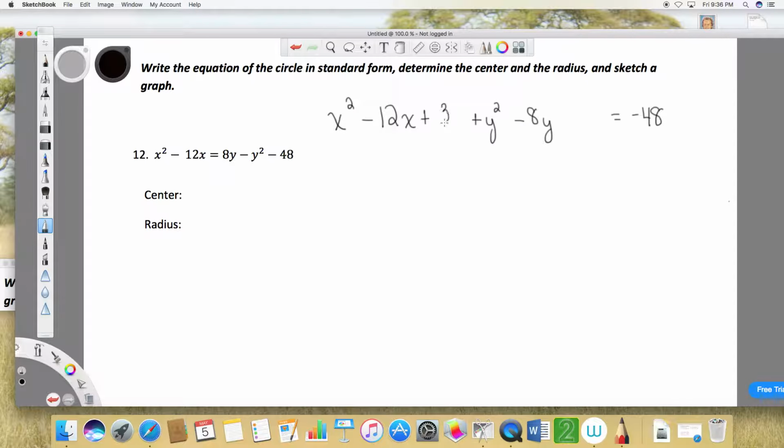We come over to the y's and we look at the coefficient in front of y. It's negative 8. We take half of negative 8, which is negative 4. If we square negative 4, we get 16. If I add 16 on the left-hand side, I'm going to add 16 on the right-hand side to balance the equation. The reason we're doing that is this trinomial is now a perfect square.